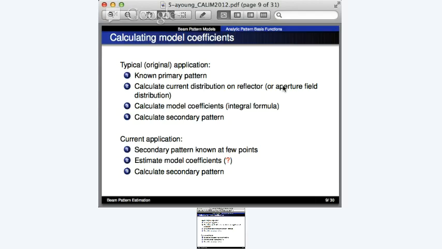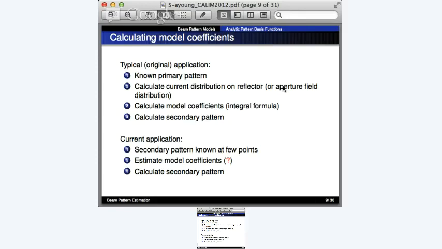Now, of course, in practice, the antenna pattern that you get out is not necessarily the ideally expected pattern. So here we're working in reverse, where we know the secondary pattern at a few points. And from that, we need to estimate the model coefficients to calculate a secondary pattern using these basis functions.